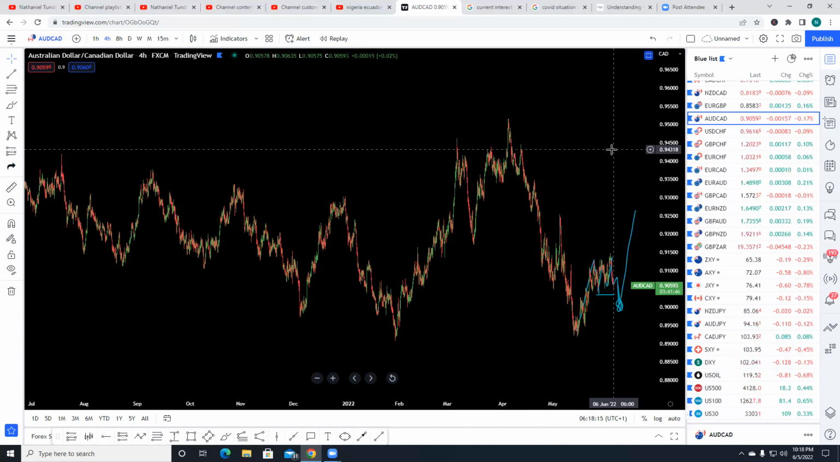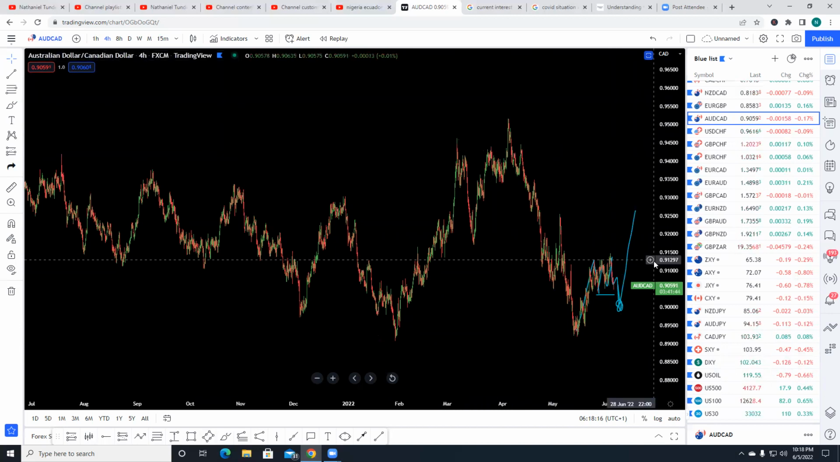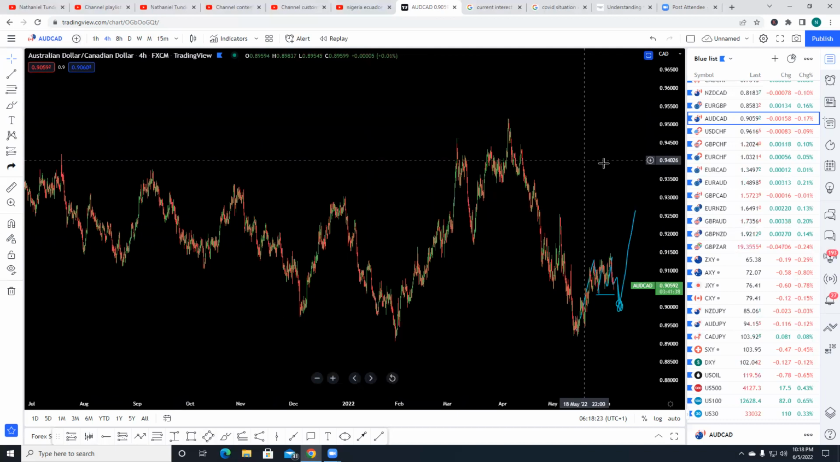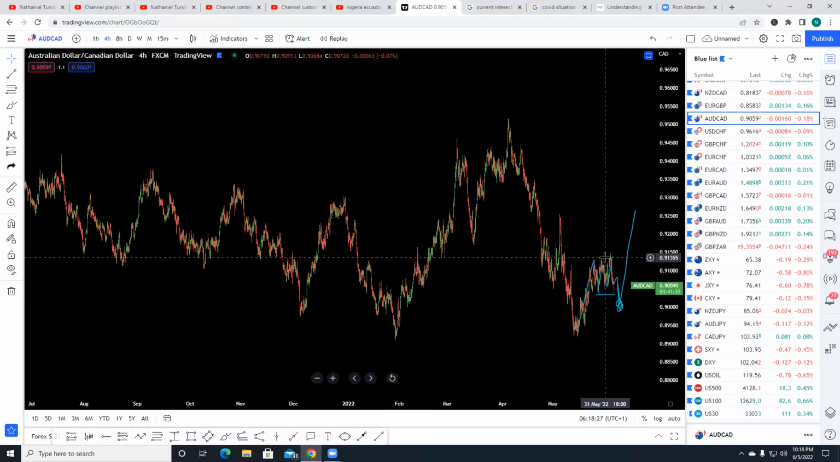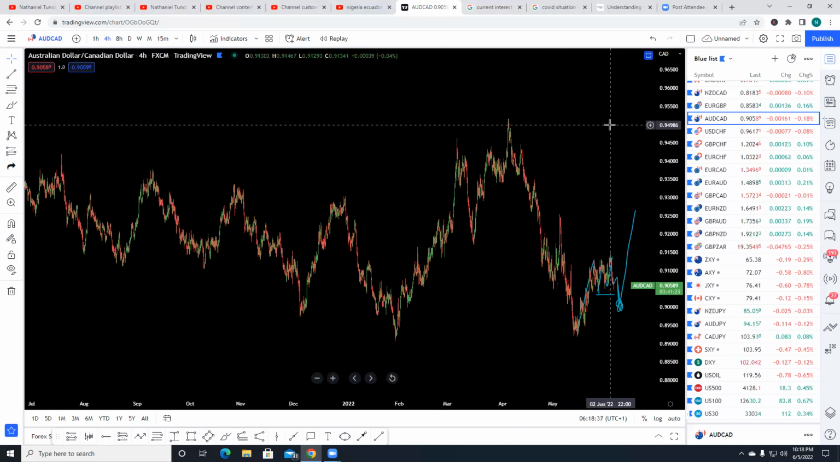And when CAD is strengthened, what happens? Because they are earning a lot of money from crude oil and the price is increasing again. What happens to AUD? AUD is importing crude oil from Canada. They will be spending more money to get this crude oil from Canada, and then AUD will be weakening against the CAD, and CAD will be strengthening from the upside, from the top.